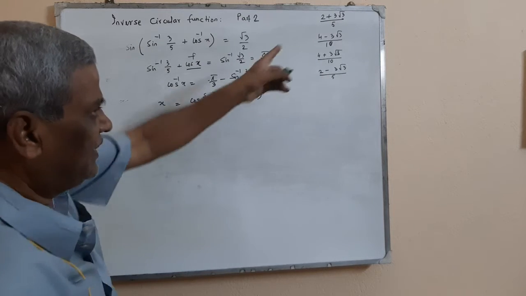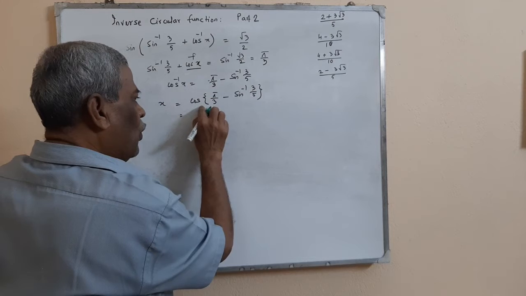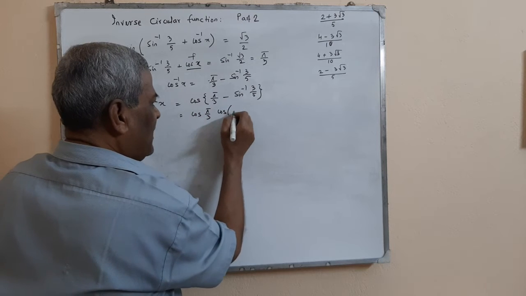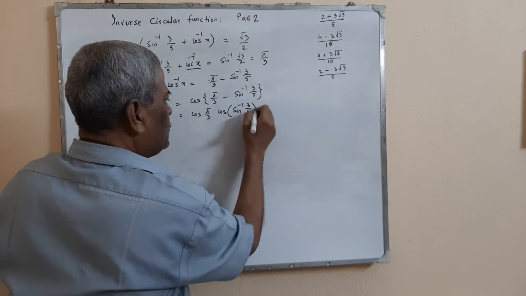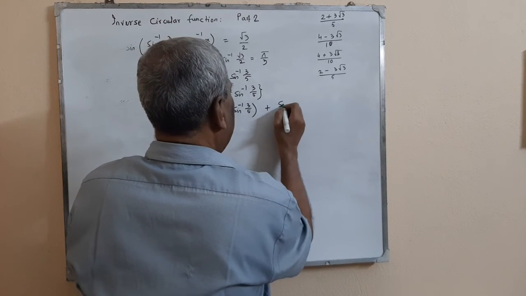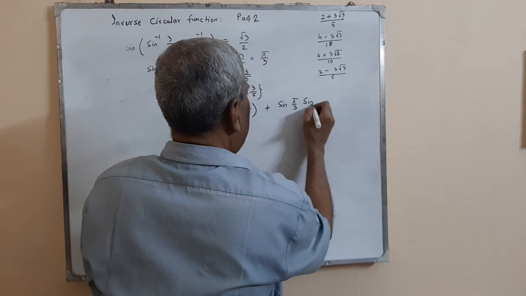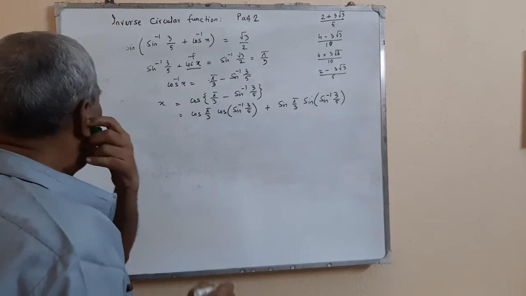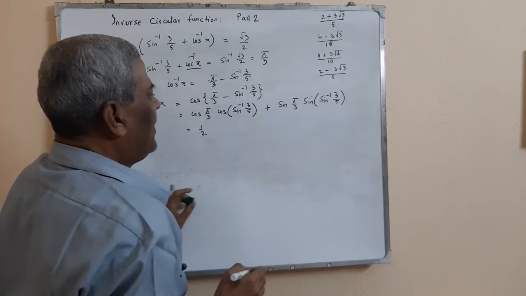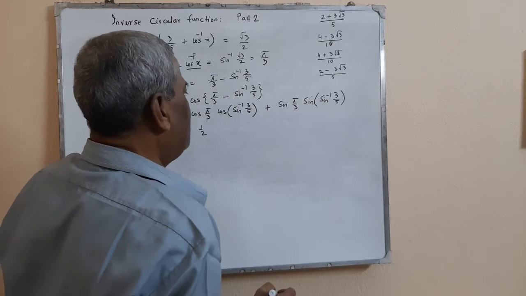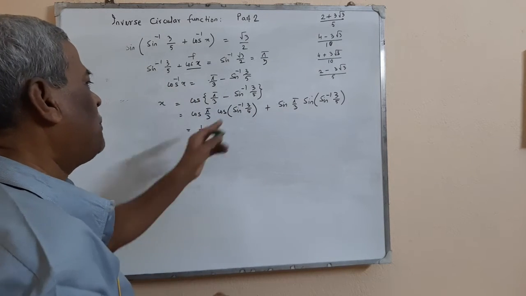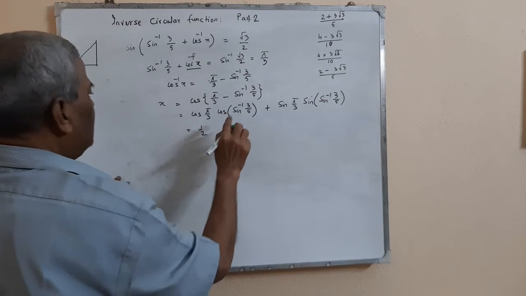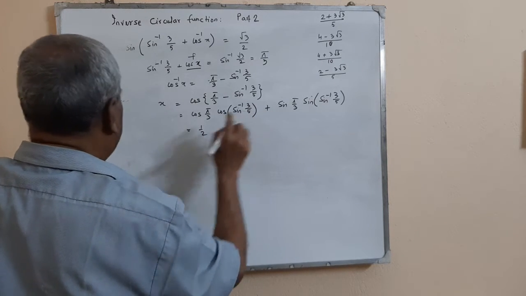Now we have to simplify it in these terms. It is of the type cos of A minus B. So cos A cos B plus sine A sine B. Now cos pi by 3, this value is known, and cos of sine inverse 3 by 5, its value we can get. It is actually root over of 1 minus 3 by 5 whole square.